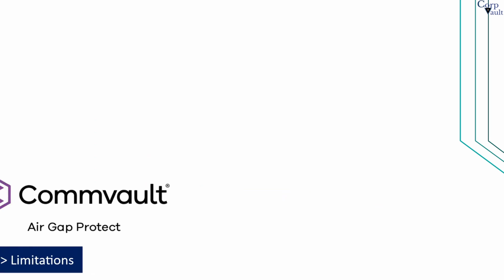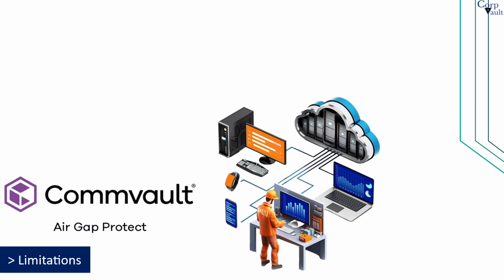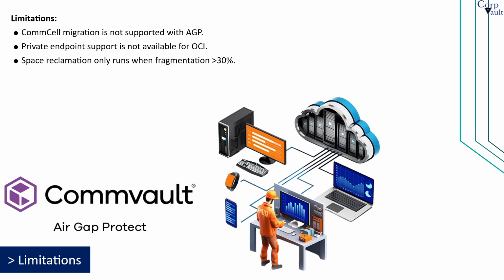Let's discuss limitations of air gap. No solution is perfect. Here's what you should know. Commvault migration is not supported with AGP. Private endpoint support is not available for OCI. Space reclamation only runs when fragmentation is greater than 30%. If you're working with Commvault, or planning a secure backup strategy, this is not optional anymore. Air gap is becoming the standard for ransomware protection.